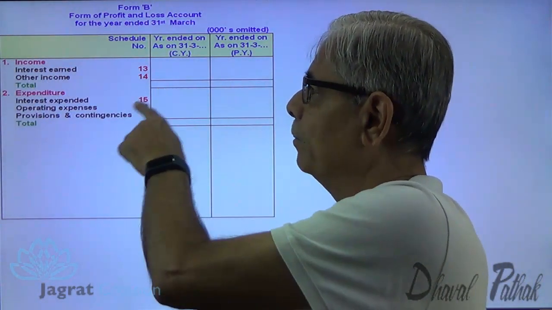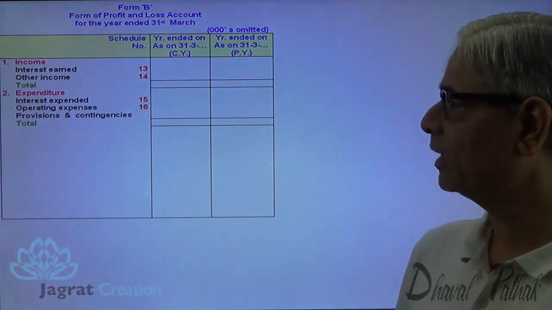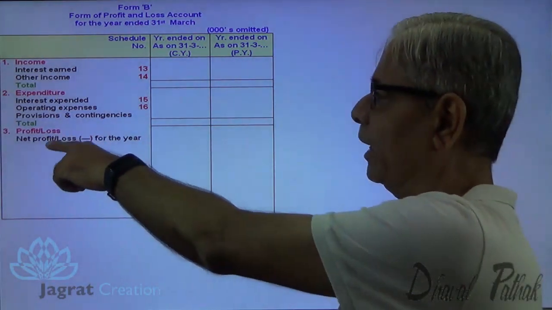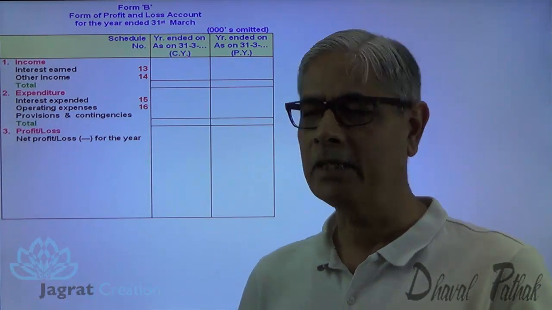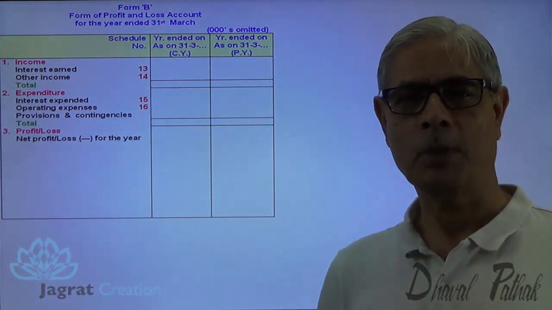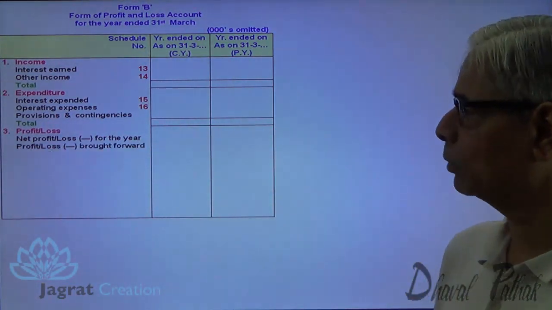From total income, total expenses will be deducted. So you will get the profit for the year. A negative sign shows the loss for the year. The positive number shows the profit of the bank. So this is how profit for the bank is found out.